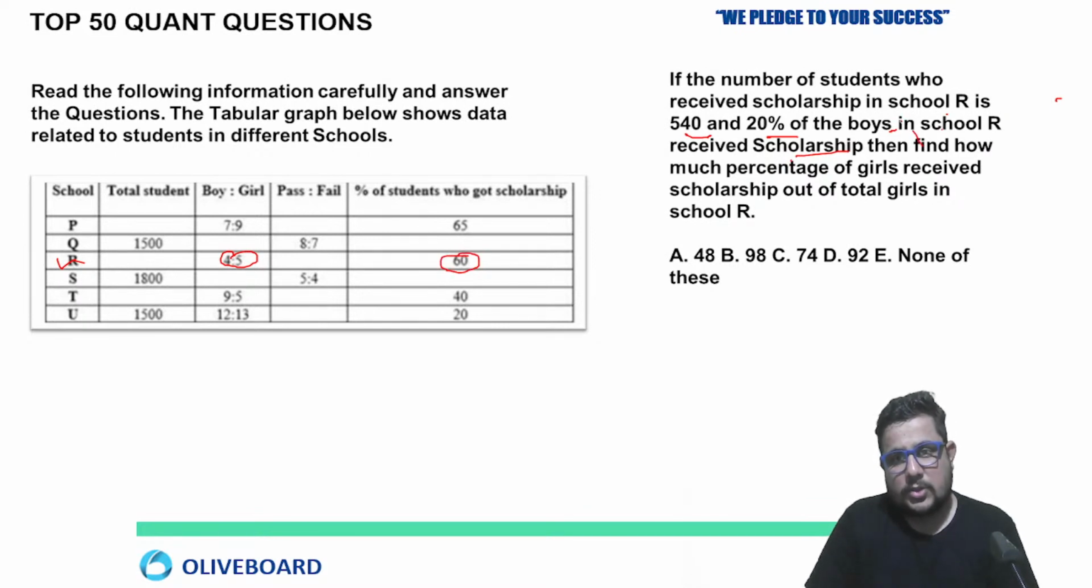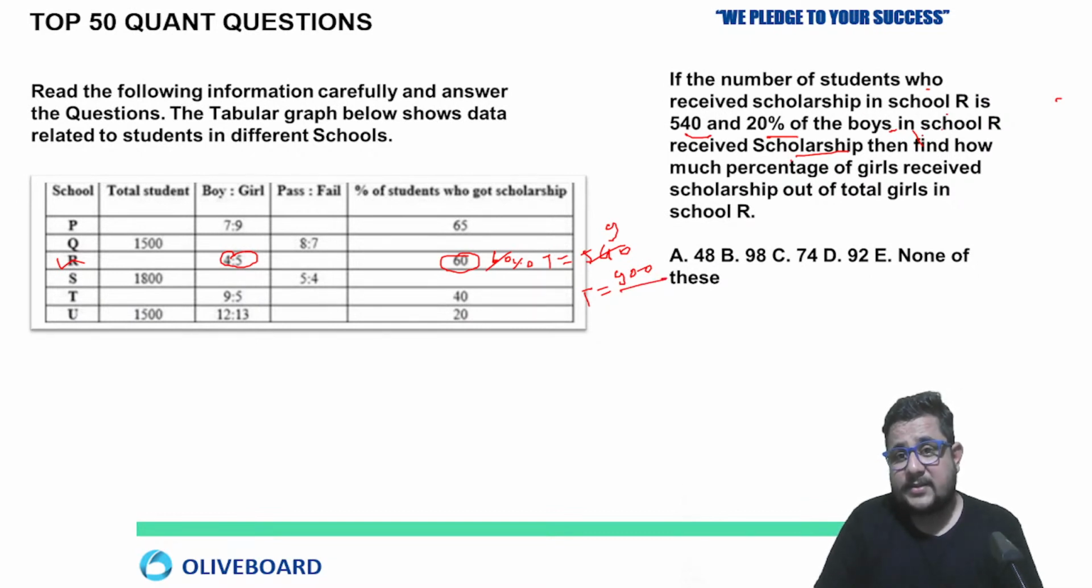60%. So the total number of students who got the scholarship in school R is 60%, 540. So 60% of total is equal to 540. So total is going to be what then? By 60 you can easily cancel. How many times? 9 times, so 900. Percentage will be transferred there, so 900.